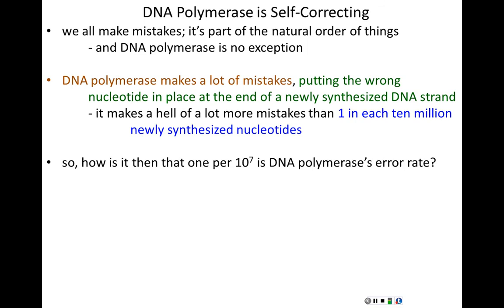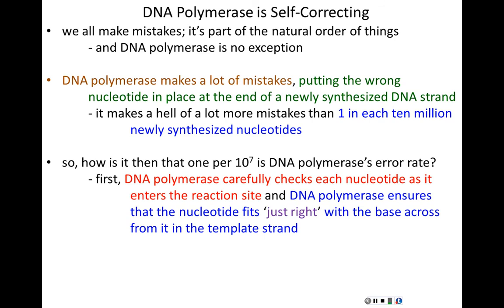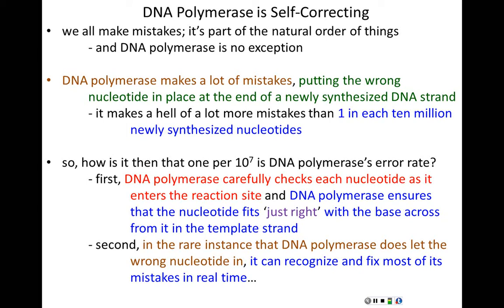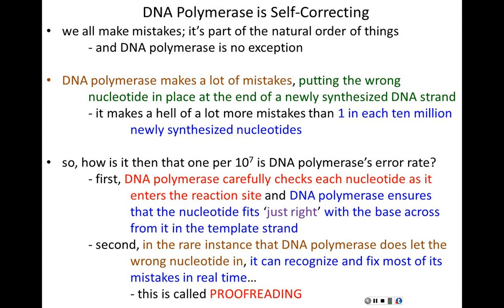Well, the answer is that before DNA polymerase actually adds a nucleotide to a growing chain of DNA, it goes through quite a bit of trouble to make sure it's the right nucleotide that's sitting there. So DNA polymerase makes sure that the nucleotide fits just right and base pairs just right with the template strand base that's just across it. Second, when DNA polymerase does make a mistake and it attaches the wrong nucleotide to the growing chain of DNA, it recognizes that mistake and fixes it, almost all of them, in real time before it moves on and synthesizes any more DNA. This ability of DNA polymerase to recognize an inappropriately incorporated nucleotide, remove it and replace it all in real time, is called proofreading.